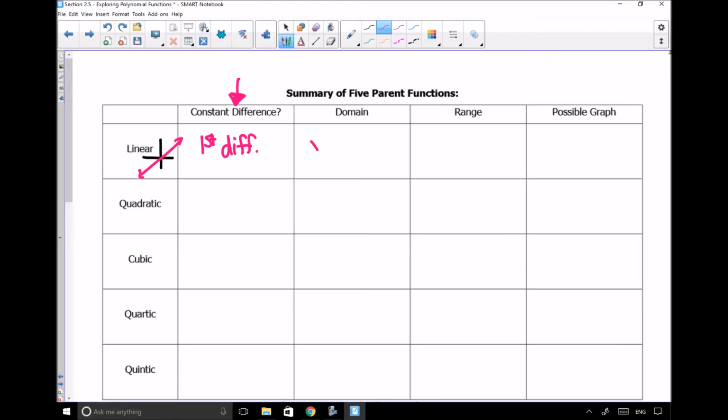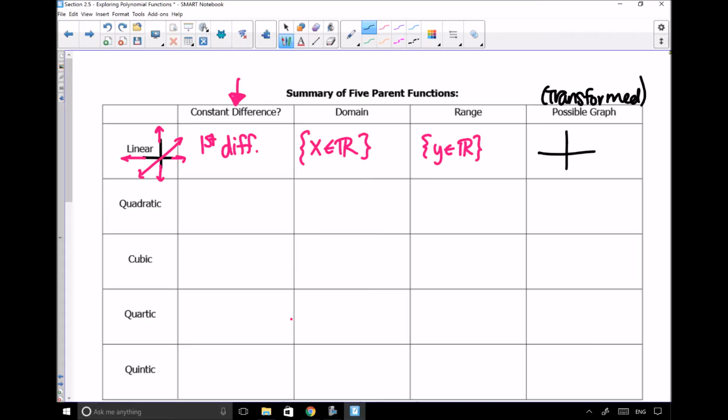The domain is going to be all real numbers because it ranges over all x values from negative infinity all the way to positive infinity, okay? Our range, same thing, it goes from negative infinity to positive infinity on our graph, so y is an element of the reals for our range, okay? Now, when I say possible graph right here, what I mean is a possible transformed graph, okay? You guys know what it looks like when we have possible transformed linear functions. We could have different slopes, we could have different y-intercepts. Here's an example of a possible transformed graph, okay?